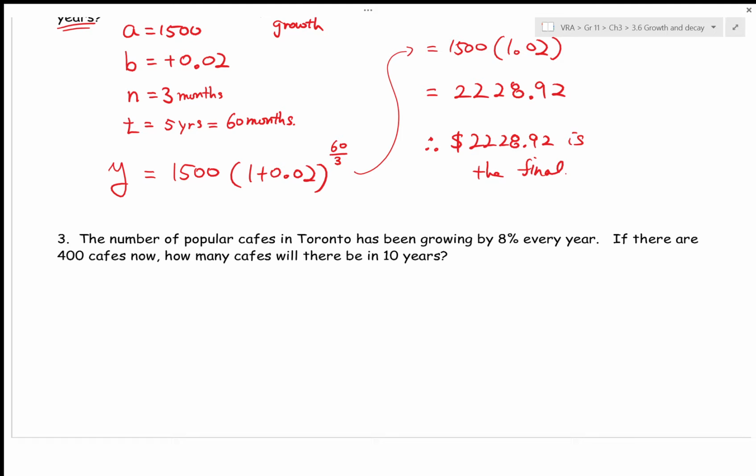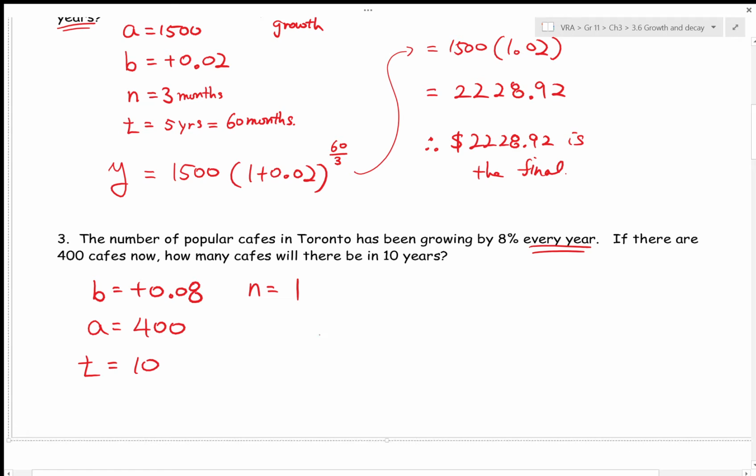So from the first sentence, we know that the b is plus 0.08 because it's growing. Now, if there are 400 cafes right now, that means my A is 400, and then how many cafes in 10 years? So it is 10. Oh, I forgot. The N is 1 because it says every year. So all you have to do is y equals 400, 1 plus 0.08 to the power of 10 over 1.